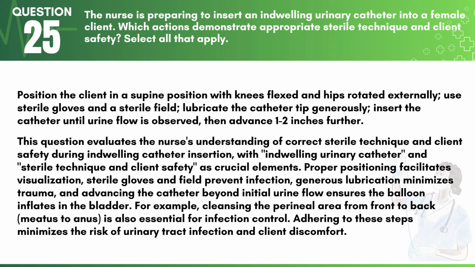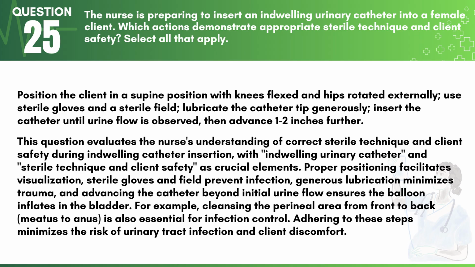Answer. Position the client in a supine position with knees flexed and hips rotated externally, use sterile gloves and a sterile field, lubricate the catheter tip generously, insert the catheter until urine flow is observed, then advance 1 to 2 inches further. This question evaluates the nurse's understanding of correct sterile technique and client safety during indwelling catheter insertion, with indwelling urinary catheter and sterile technique and client safety as crucial elements.